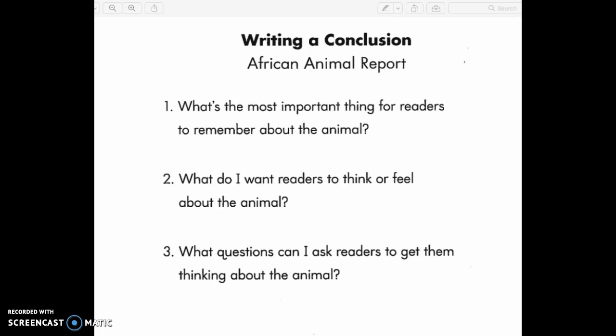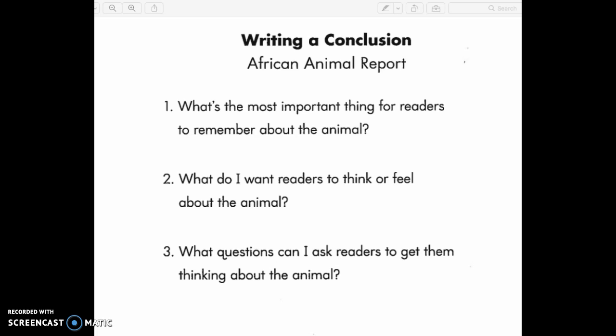A conclusion paragraph is different than a conclusion sentence because it has more sentences in it and it gives a little bit more information at the end of your paragraph. So, question number 1 says, what's the most important thing for readers to remember about the, and we would put in habitat instead of animal.